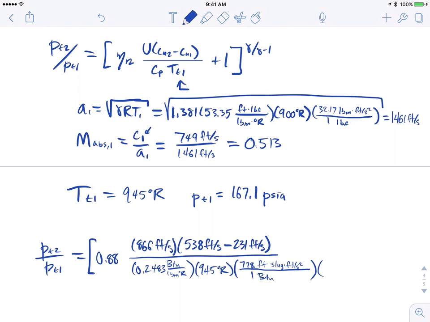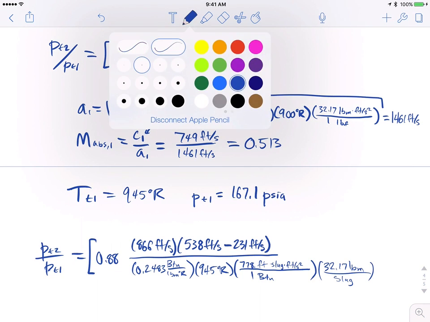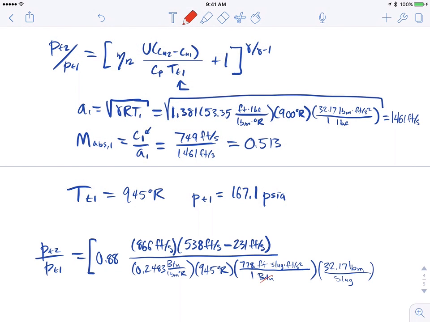And then times 32.17 pounds mass per slug. So just checking things out in the denominator here. Of course, the BTUs will cancel, pounds mass will cancel, degrees Rankine will cancel, slug will cancel, and we're going to be left with feet squared per second squared, which is the same as what we have in the numerator here. So we're in good shape.